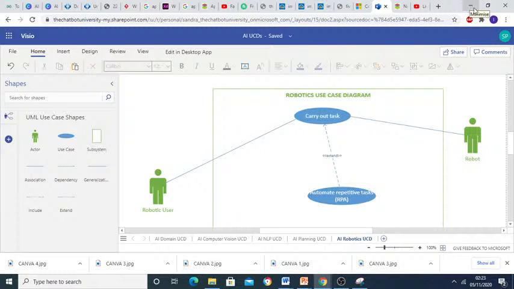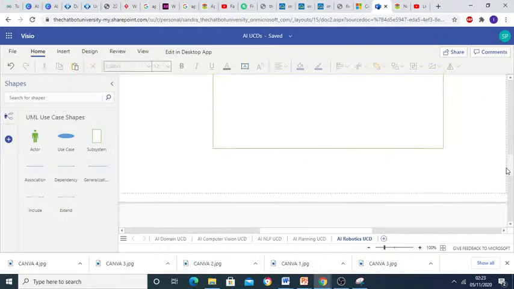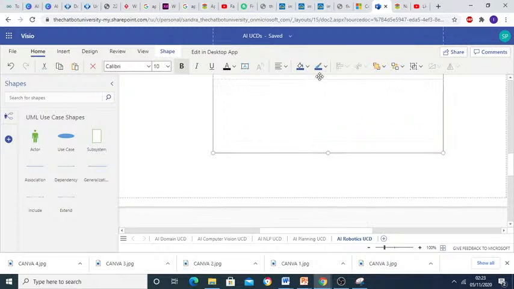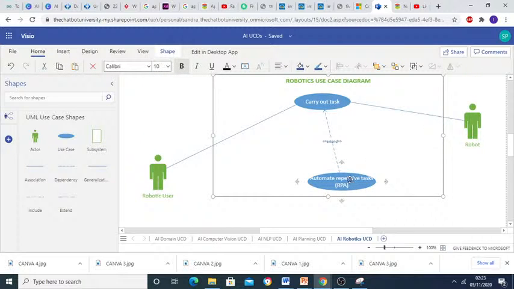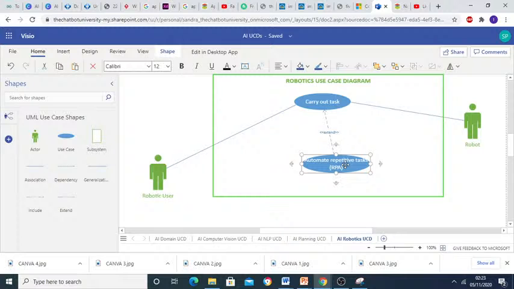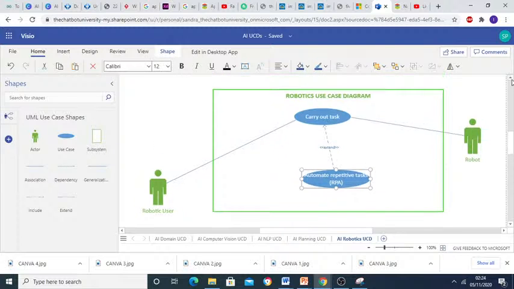So what you have in front of you is essentially the robotic domain. A very, very simple use case diagram. So all the robotic user wants, and this is keeping it at a 100,000 feet picture.